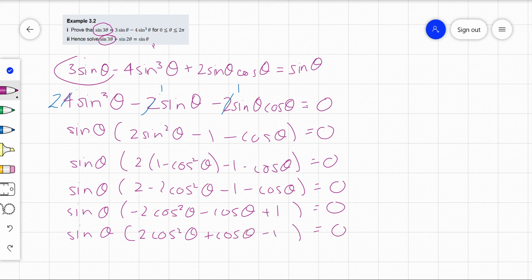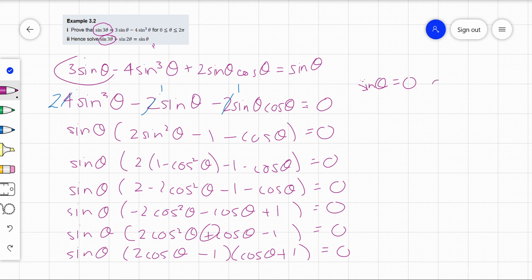Now I'm hoping I can factorize that. So that's a prime, so that's nice. That's also a prime, so it's got a 1 and a 1. I want a positive in the middle, so I want a plus 2 and minus 1 gives me positive 1, and it still gives me the product of negative 1. Alright, so that works nicely. So you can see from that, if I'm solving, I either want sine theta to be 0, or I want cos theta to be a half, or I want cos theta to be negative 1. So they're all the things I need to solve for.